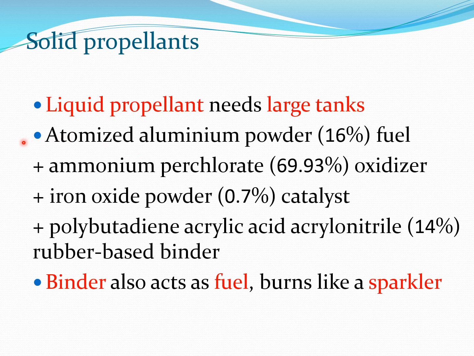So there is one particular propellant which is a mix of various different chemicals. Here what you do is you take atomized aluminum powder, 16%, this is the fuel, and the oxidizer is ammonium perchlorate, about 70%. Then you also put in iron oxide powder, about 0.7%, that's a catalyst. And then you use a rubber based binder which is polybutadiene acrylic acid acrylonitrile, and this is at 14%.